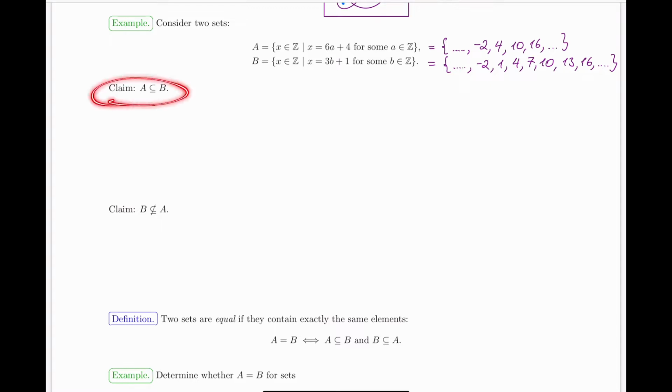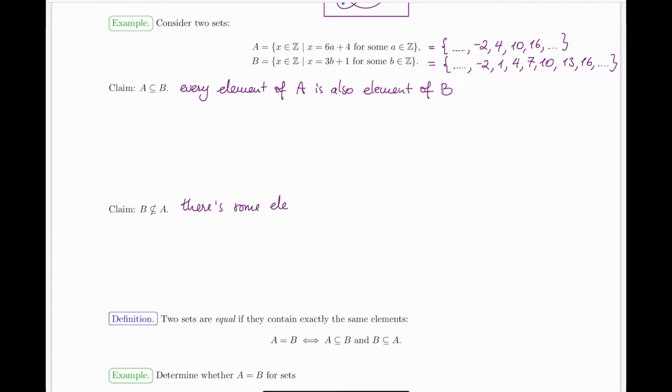So first, let me write out what this claim actually means in English. It means that every element of A is also an element of B. And if I am to prove that B is not a subset of A, that of course means that there is some element of B that is not in A.